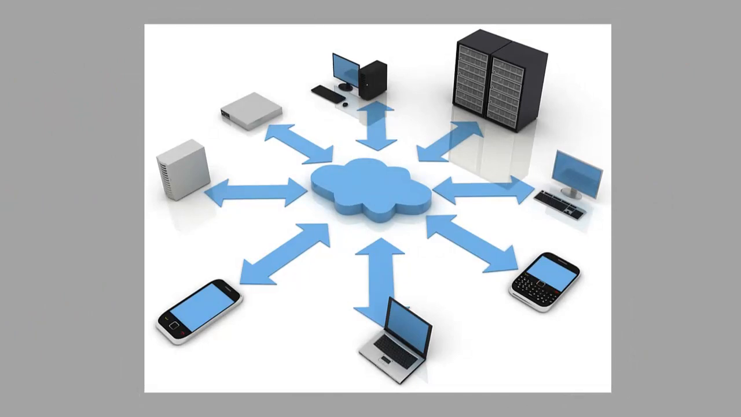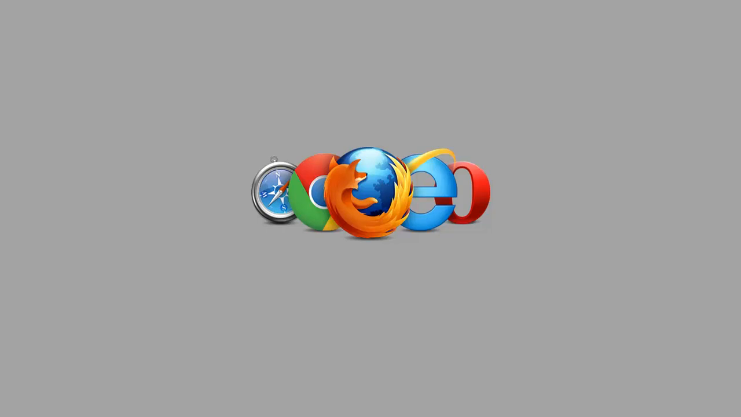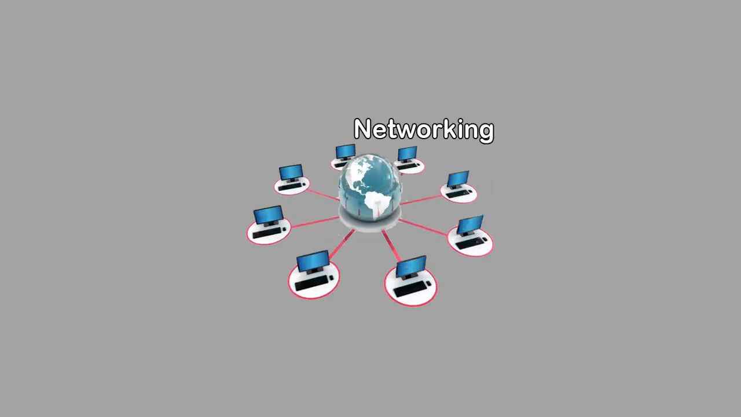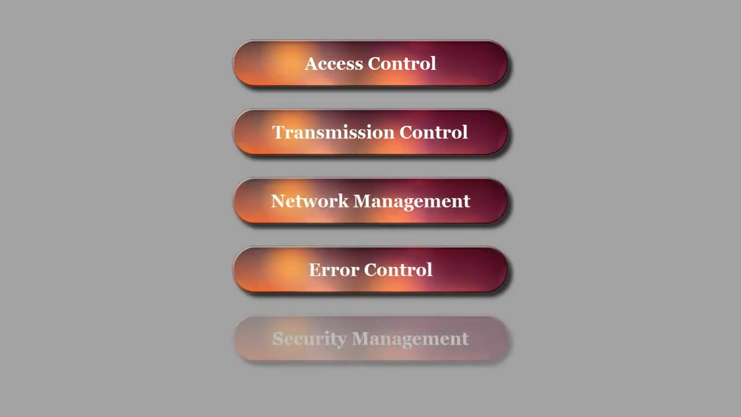A server network operating system must meet a more stringent set of requirements than a client operating system. A variety of communication software packages are available for microcomputers, especially for internet web browsing, like Internet Explorer, Mozilla Firefox, Google Chrome, Netscape Navigator, Microsoft Outlook, etc. Several functions are commonly provided by communication software packages. Examples are access control, transmission control, network management, error control, security management, etc.